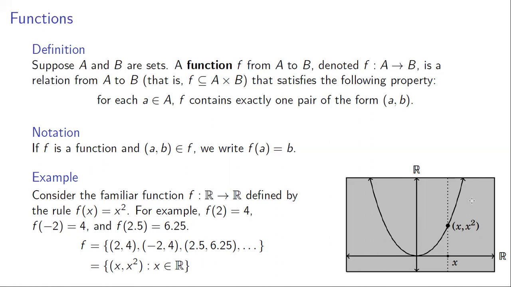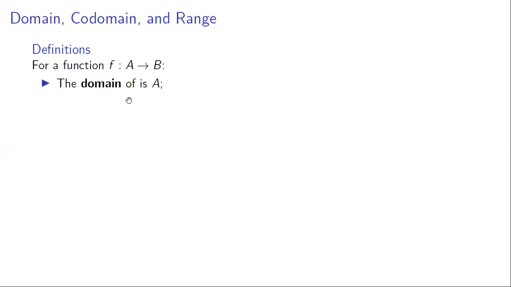Okay, great. We'll see more examples of functions, but before that, let's introduce some more definitions. Those are domain, codomain, and range. So suppose we have a function f from A to B. So it's a function from set A to set B. The domain of f, I'm sorry, I'm missing an f there, so the domain of the function is this set A.